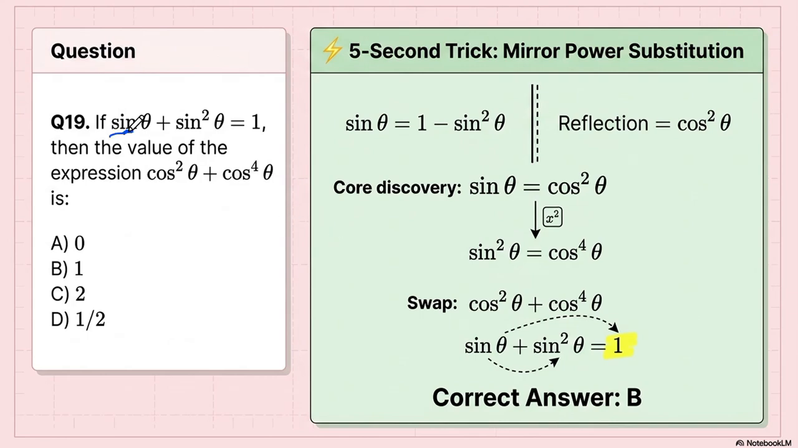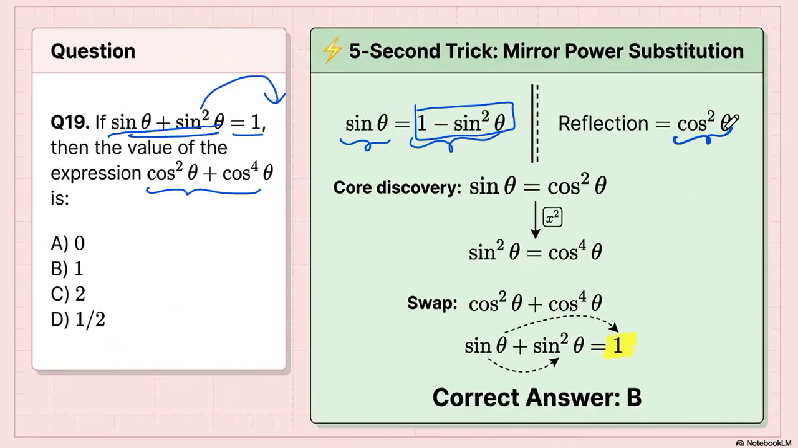If sin theta plus sin square theta is equal to 1, then the value of cos square theta plus cos raised to 4 theta is. Okay, this is a nice question. So what is given? Sin theta plus sin square theta is equal to 1. So if I take this sin square theta to this side, it becomes sin theta is equal to 1 minus sin square theta. Correct. Now 1 minus sin square theta is nothing but cos square theta from the identity. So we'll get sin theta is equal to cos square theta.